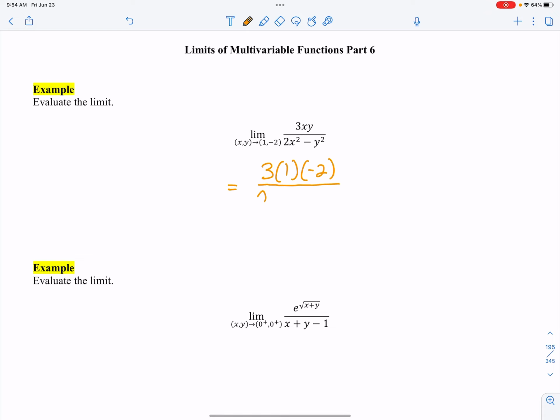So each one goes there, and then I got 2 times 1 squared minus negative 2 squared. You could plug this all in at once. We get 3. So the limit is 3. So if we can plug it in, we plug it in.